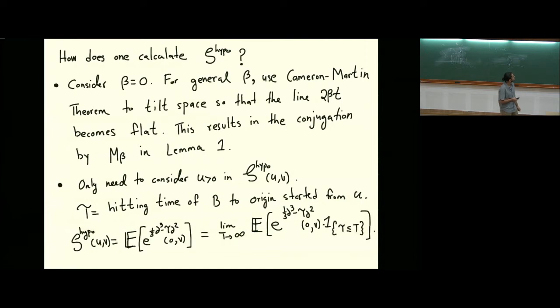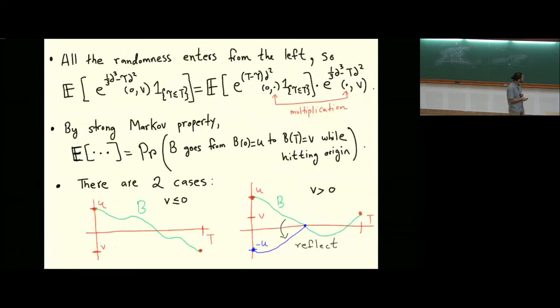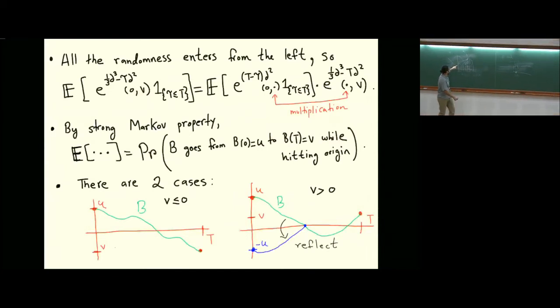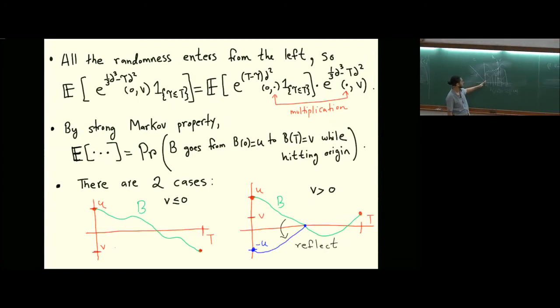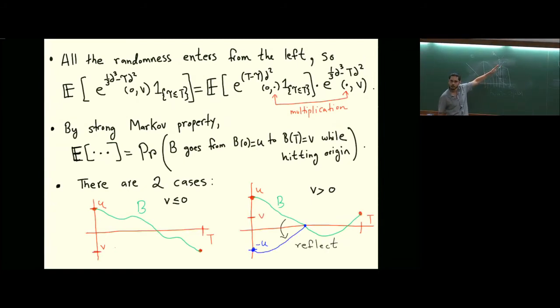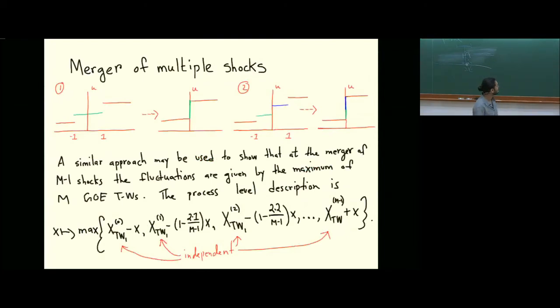I wanted to mention how to calculate the S hypo, but since I'm almost running out of time, I will skip this part and go to the end. You can calculate S hypo using the reflection principle, because you have to calculate the transition density of Brownian bridges with respect to a line, and you can always turn that into a flat line and use the reflection principle to actually calculate that probability. So that's the part I will skip.